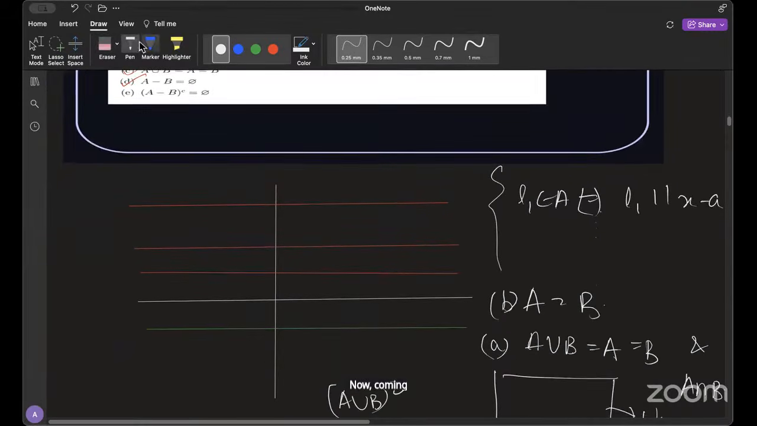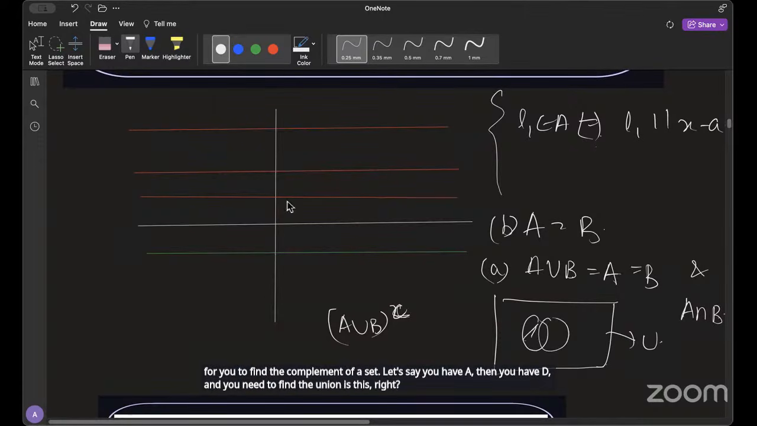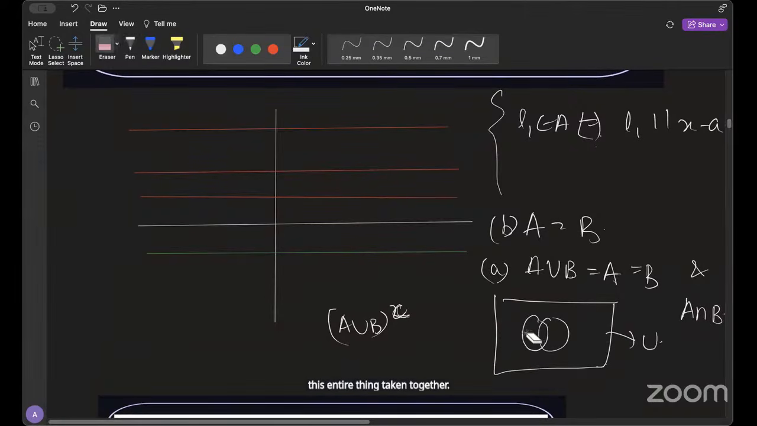Now coming to this last option, for you to find the complement of a set, let's say you have A, then you have B, and you need to find the union, which is this, right? This entire thing taken together. And then the complement of it should be this, right? So it depends on the universal set.